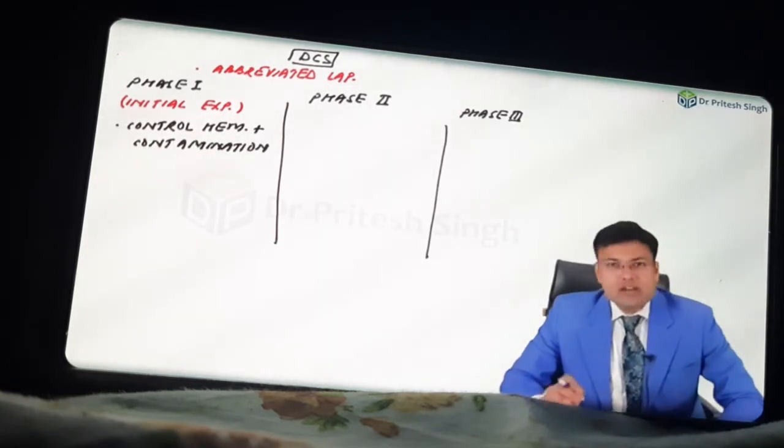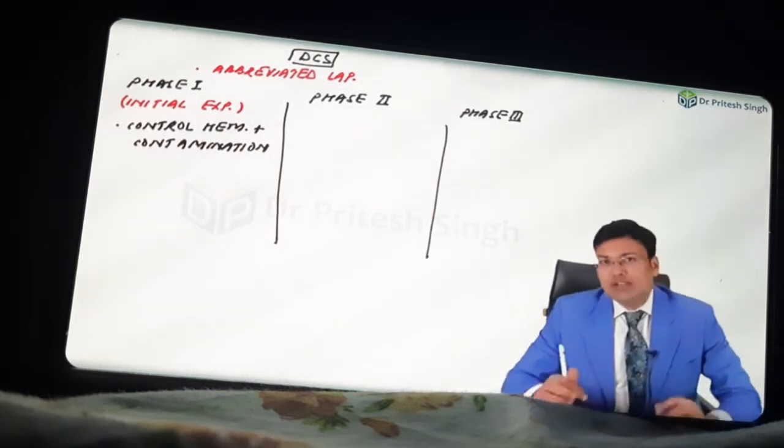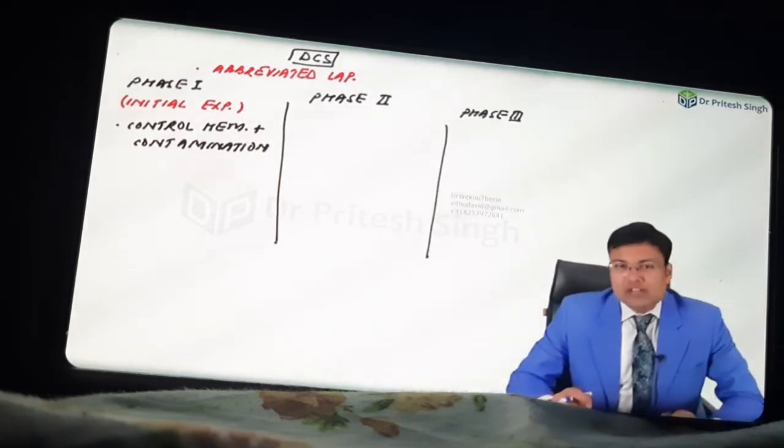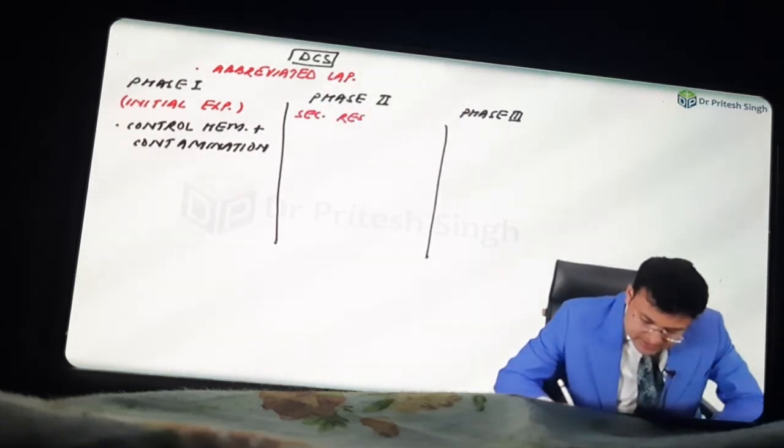So whenever some bleeding is there, either we are going to ligate the vessel, or if we are not able to localize the bleeding, we can pack the abdomen. If there is some kind of perforation, we are going to perform the stapling of that perforation and isolation. So we are going to control the contamination. After that, phase 2, this is also known as secondary resuscitation.